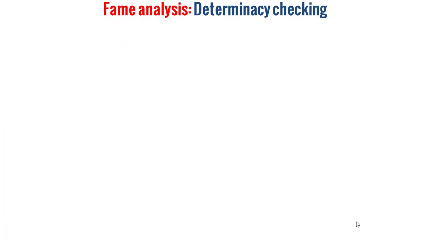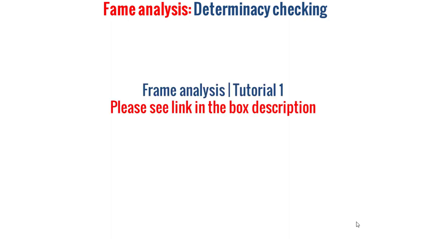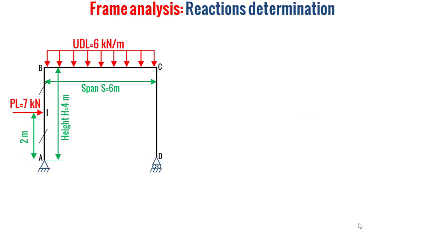Now for the determinacy checking, note that our frame in this tutorial is supported by a pivot support and a roller support exactly in the same way as the frame analyzed in tutorial number 1. So I invite you to see the educational video frame analysis tutorial 1, for which I shared the link in the description box. Now I'll explain how to determine the external reactions applied on the considered frame.